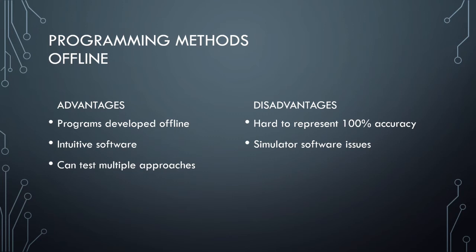There are two main disadvantages to programming offline. The first is that it's really hard to represent with perfect accuracy the robot and the environment that it's in. So it can be really hard to define a work envelope, or if something is in that work envelope, if you have a table in there, you would have to get really precise with measuring exactly where that table is, how high it is, and replicate that in your simulation.